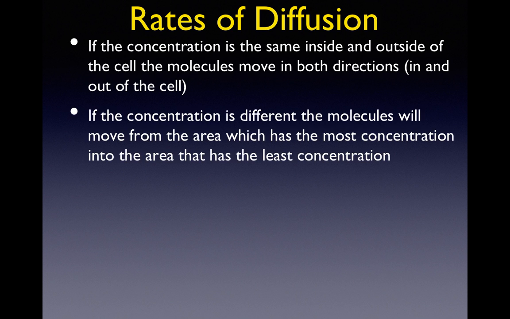Now, if the concentration is different, the molecules will move from the area in which there's a higher level of concentration to the area of the least level of concentration. They do that because they want to spread out. They want their own space. So they bounce off each other until they get to their own space. And when there's less things to bounce off of, there's less things for them to go in certain directions.